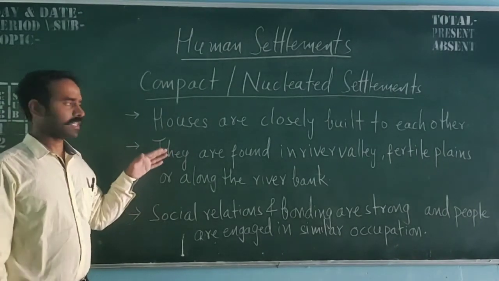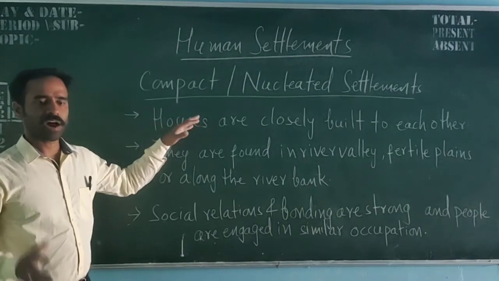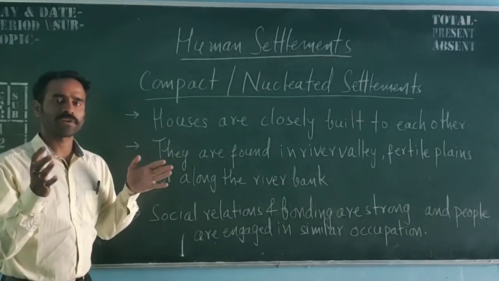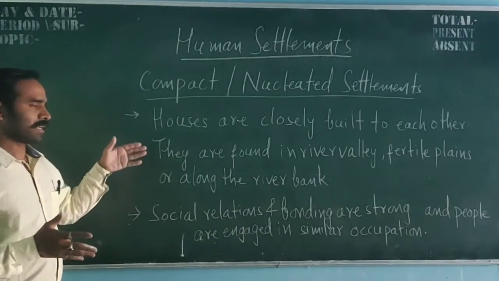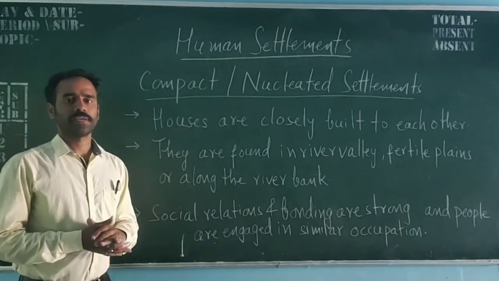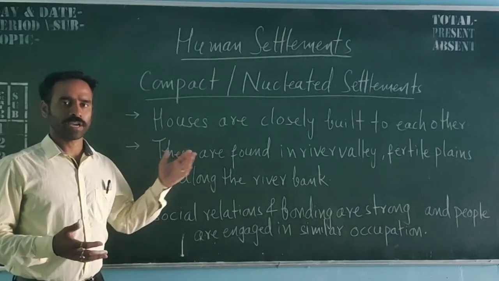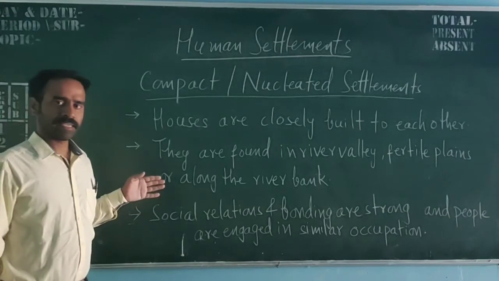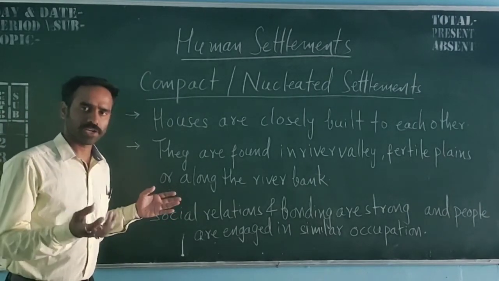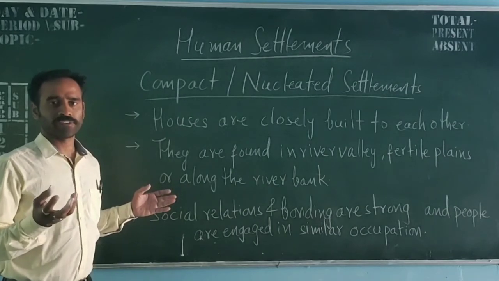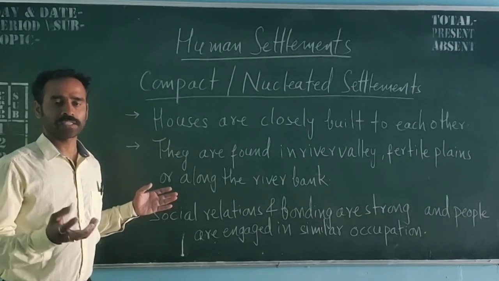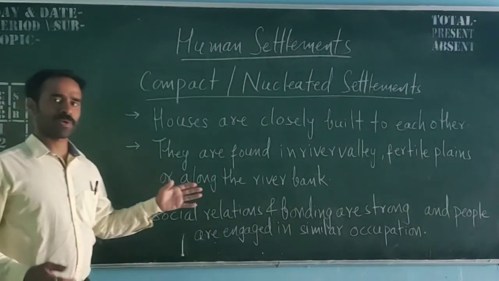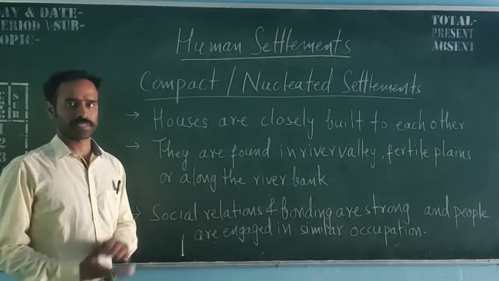Try to understand carefully. In such settlements, houses or dwellings are built very closely, that means very close to each other. Such settlements are found preferably in river valleys, along river banks, or in fertile plains. In such settlements, social relations and social bonding among the members of society are very strong, and the people of the community share common occupations.